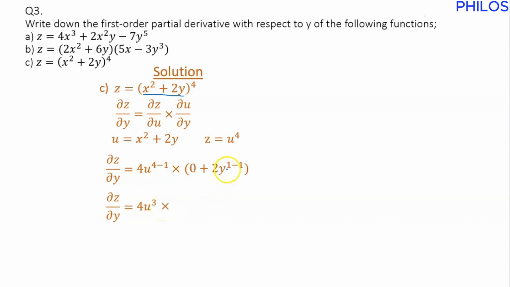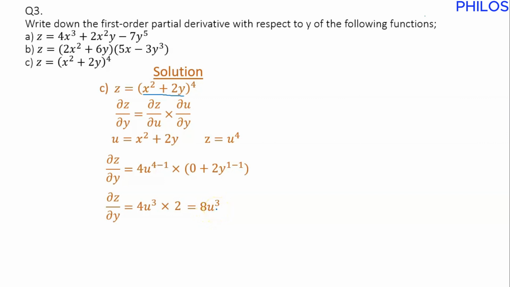Multiplying, now this place also, you have 1 minus 1, which is 0. So you have y exponent 0, and y exponent 0 is 1. So 1 times 2 is 2, plus 0 is 2. So you have 2 here. 4u exponent 3 times 2 should give you what? It should give you 8u exponent 3, isn't it? So the final answer is 8u exponent 3.